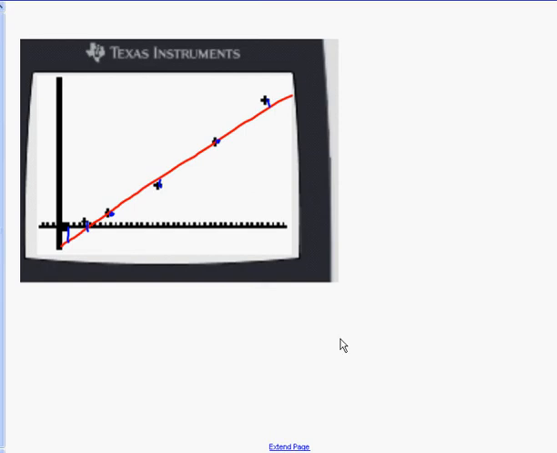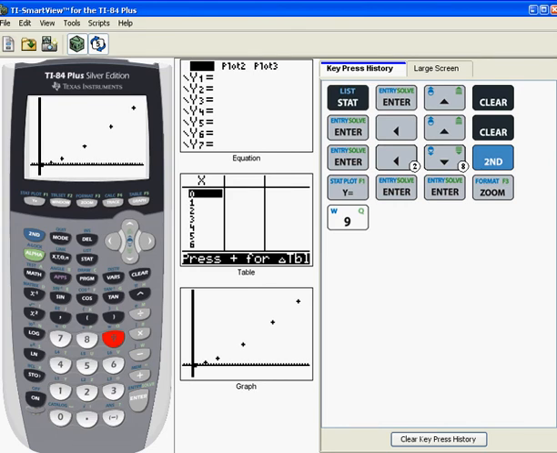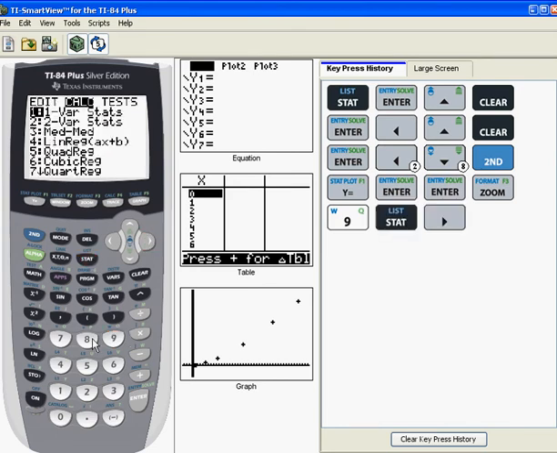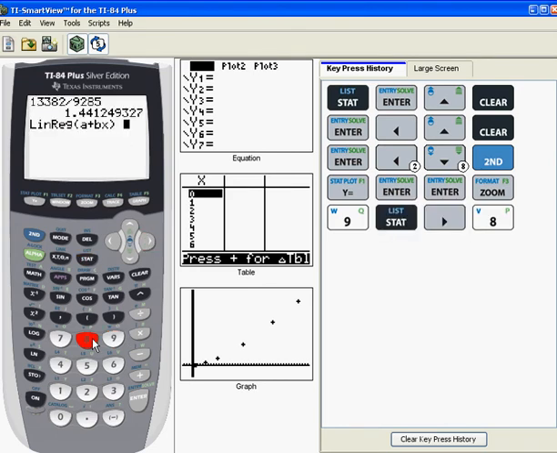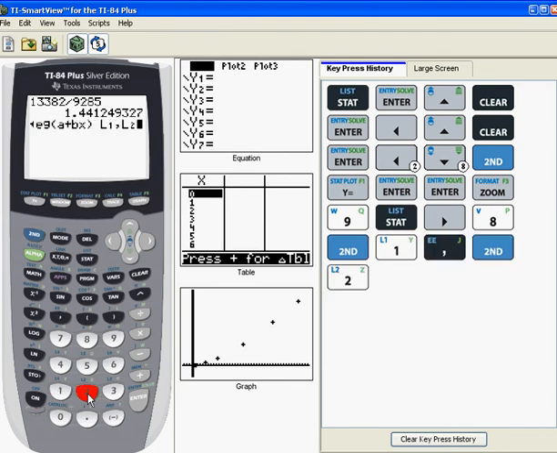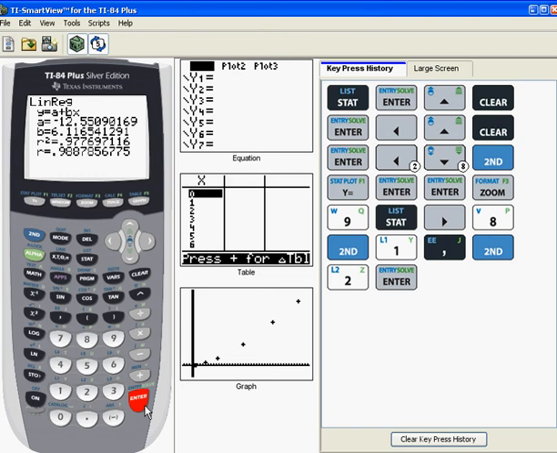Just to make sure, let's go through the steps. Stat, calculate, number 8. So we're doing a linear regression of list 1, comma, list 2. And here we go. We hit enter. We get a very high correlation, almost 1, right? 0.988. R squared, 97.7% of the variation in y is explained by x. This means a line fits the data well.